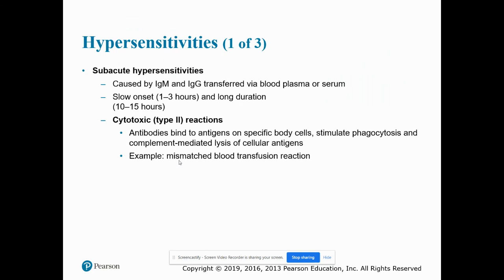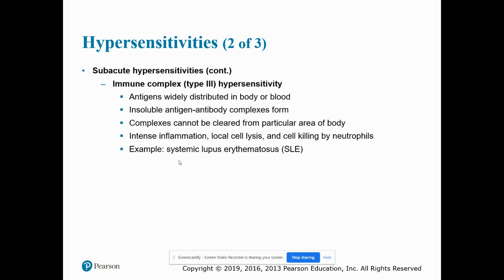Now we have subacute hypersensitivities caused by two other antibodies, IgM and IgG, transferred via blood plasma or serum. There's a slow onset, long duration. One of the types of subacute hypersensitivities is a cytotoxic reaction or type 2 reaction. Antibodies bind to antigens on specific body cells, which will stimulate phagocytosis, as well as complement-mediated lysis of cellular antigens. An example here would be mismatched blood transfusion reaction.